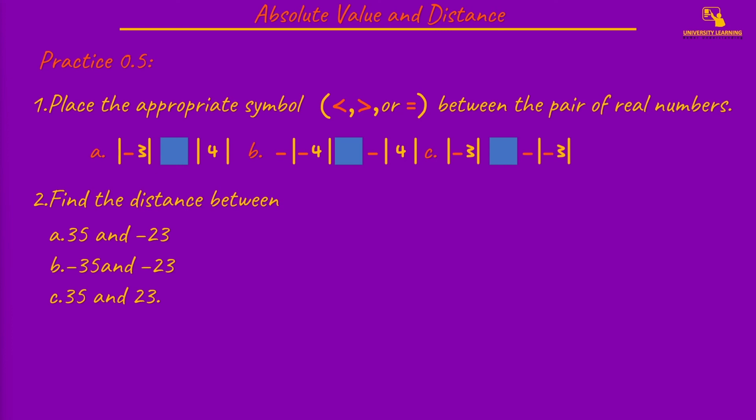Then you have this question: find the distance between the first pair. You have 35 and negative 23. Then you have negative 35 and negative 23. And the last pair of numbers, you have 35 and 23.